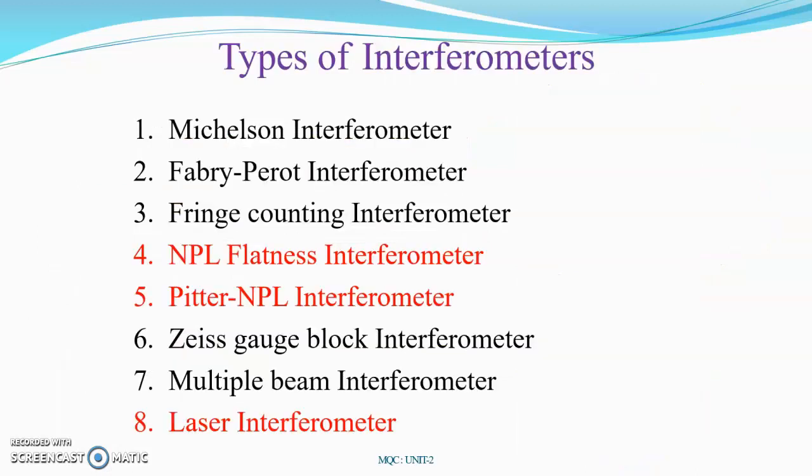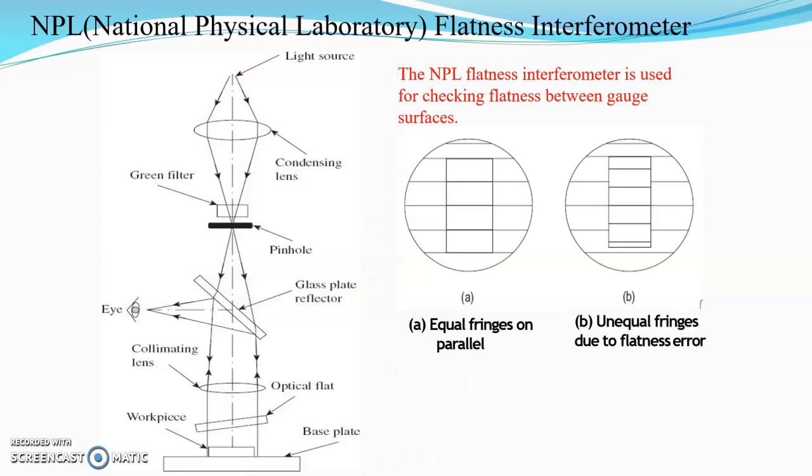In types of interferometer, a number of interferometers are shown, and out of these, our focus will be on the three shown in red color. That is, the NPL flatness interferometer, then the Pitter NPL interferometer, and finally the laser interferometer. Let us consider the NPL flatness interferometer. NPL stands for National Physical Laboratory, the Metrology Institute of the UK.